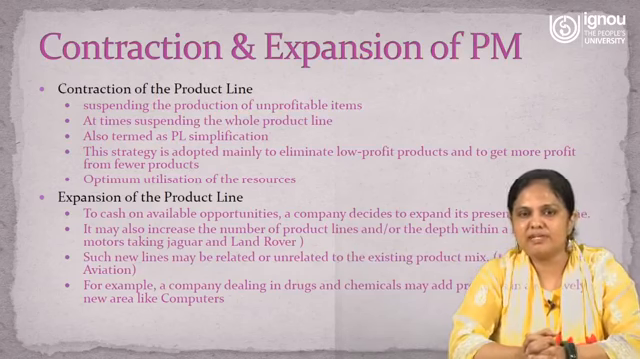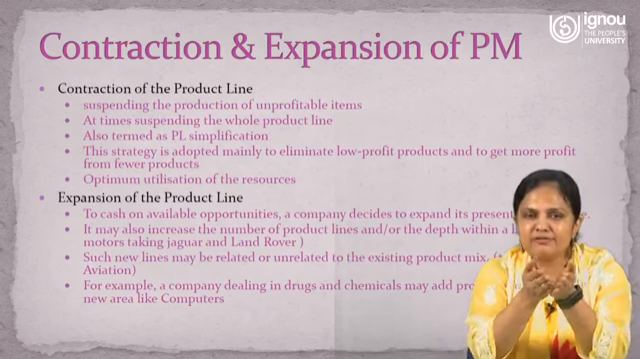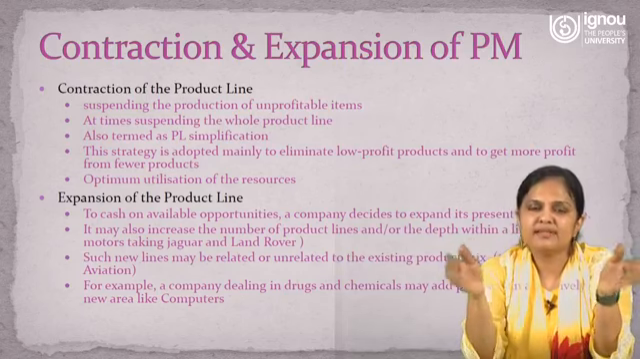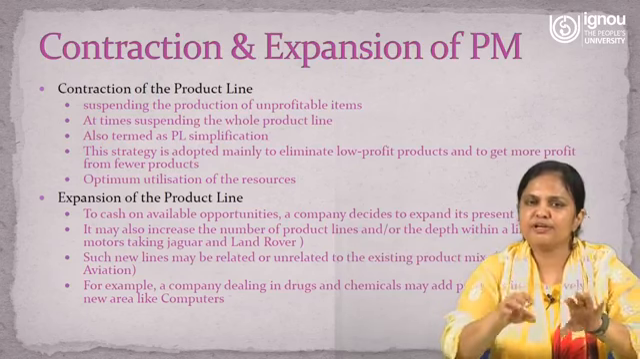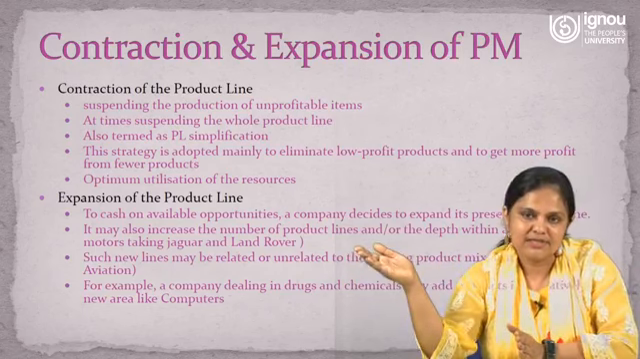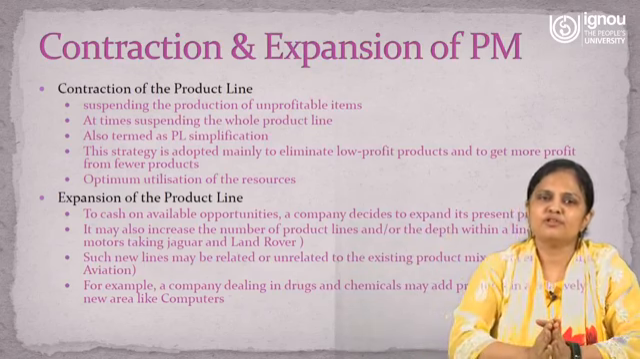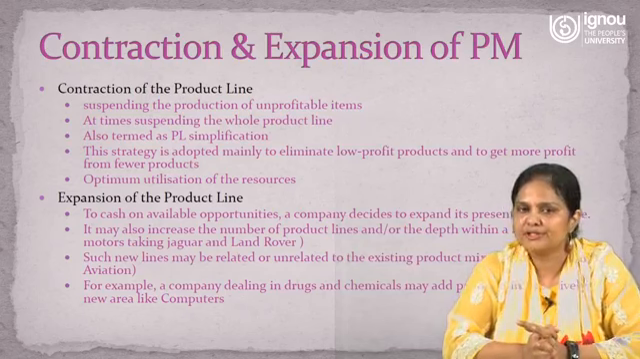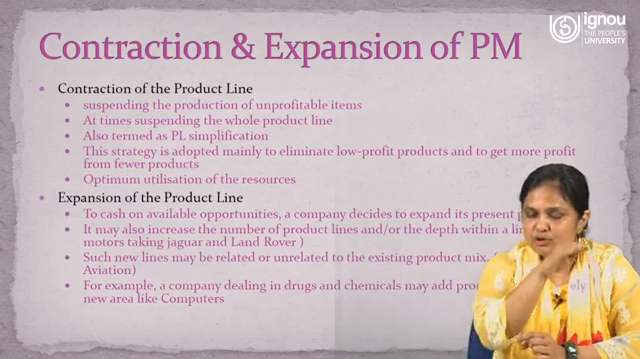This strategy is adopted mainly to eliminate low profit products and to get more profits from fewer products. Suppose there is a particular line of product which is not fetching you more profits. In that case, the company may decide to suspend that product line and employ all the resources which it was employing on that line on other products which are more profitable, just to maximize their profits, right? And sometimes the company wants to make optimum utilization of the resources. In that case also the company may go for contraction of product line or product mix.